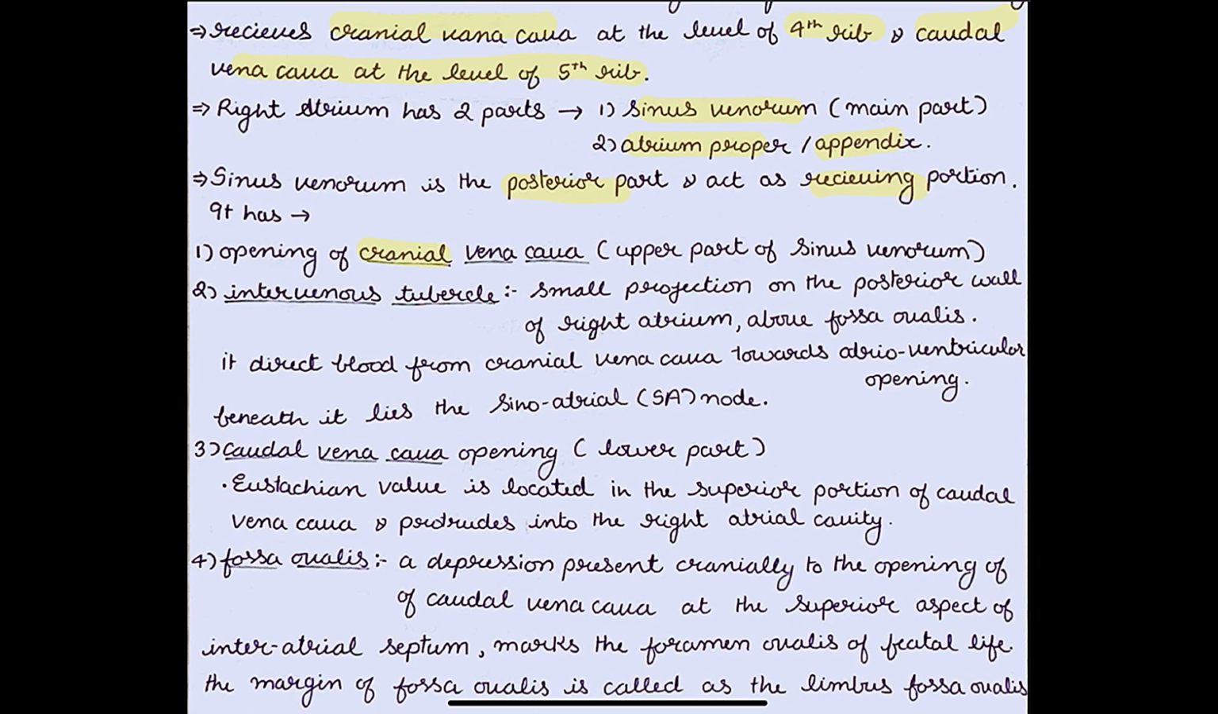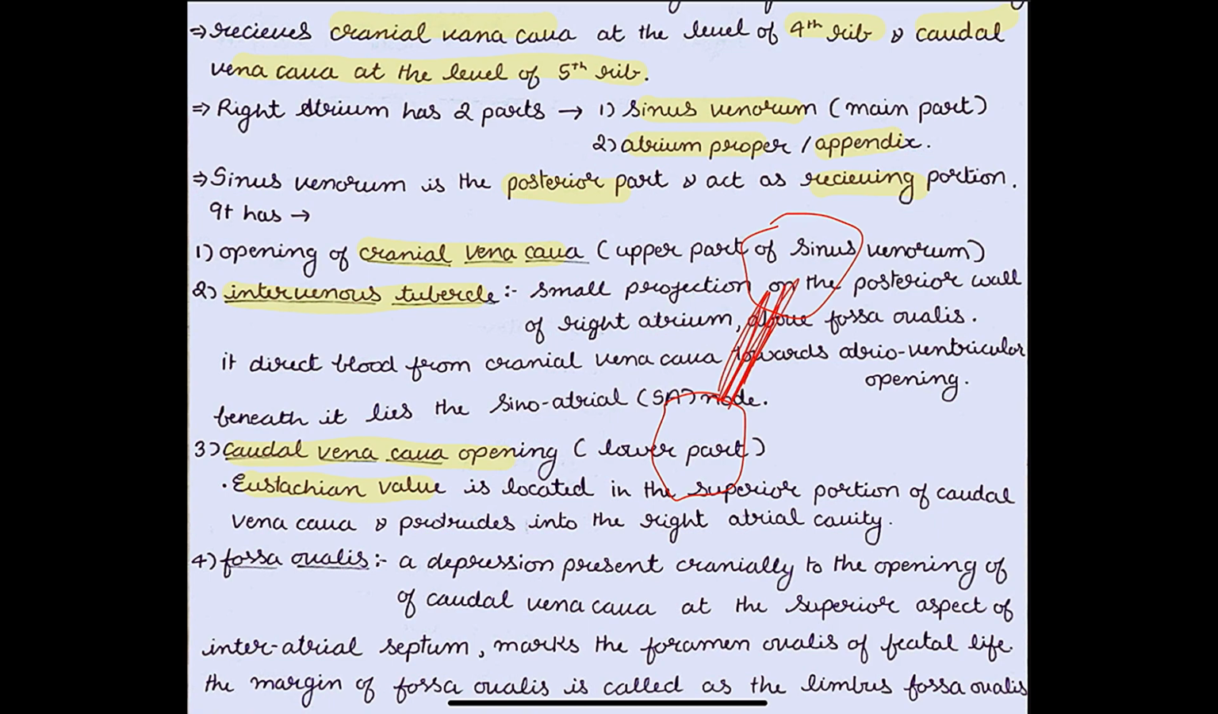So we have the cranial vena cava. It is present at the upper part of the sinus minorum. Then we have the caudal vena cava, which is at the lower portion. The caudal vena cava is guarded by a valve called the eustachian valve. It is located in the superior portion of the caudal vena cava and protrudes into the right atrial cavity. And in between these two openings, to the cranial and caudal vena cava, there's a structure called the intervenous tubercle.